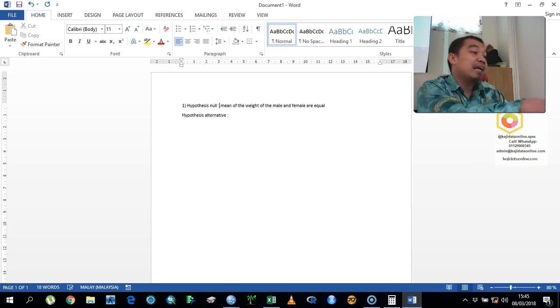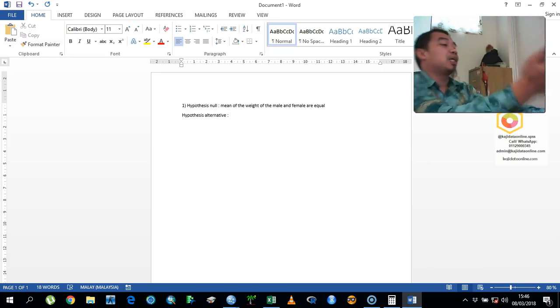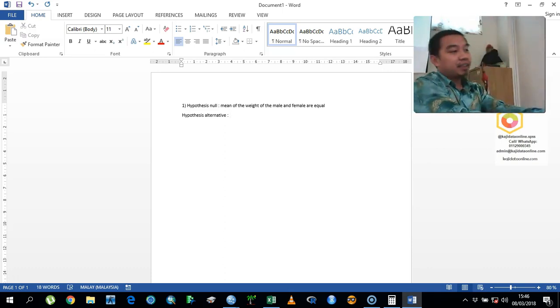Ini dalam bentuk ayat, perkataan tau. So you must be able to understand perkataan itu dalam bentuk penulisan statistik and also using words. So hypothesis alternative in this focus, I'm going to express my attention here where we perceive difference lah kan. Mean of the male and female are not equal. So this is the first step.